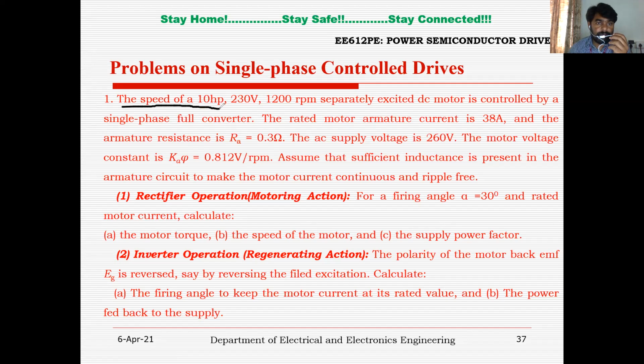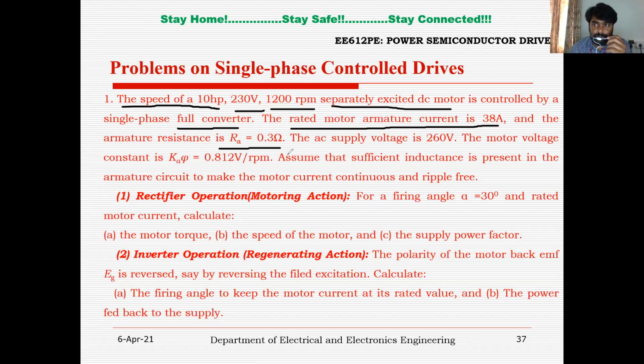The speed of a 100 HP, 230 volts, 1200 RPM, separately excited DC motor is controlled by a single phase full converter. So the converter is a single phase fully controlled converter and is connected to the separately excited DC motor. The rated motor armature current is 38 amps. Armature resistance is 0.3 ohms. And the AC supply to the converter is 260 volts. So VS here is 260 volts. Motor constant is KFI equal to 0.812 volts per RPM.